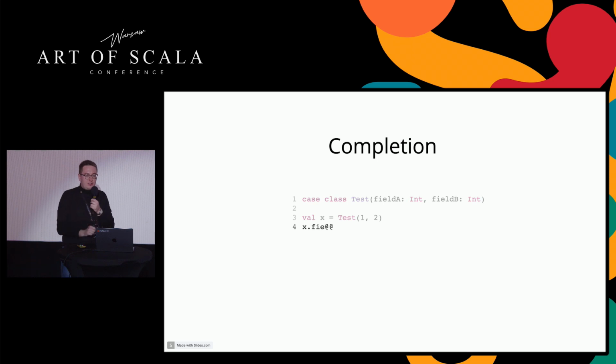when we ask for this completion, we basically go up. Please tell me what is x. It will return that x is a symbol, a definition of a value. OK, but what is the type of x? It's Test. OK, give me the members. And here we should have the completions.